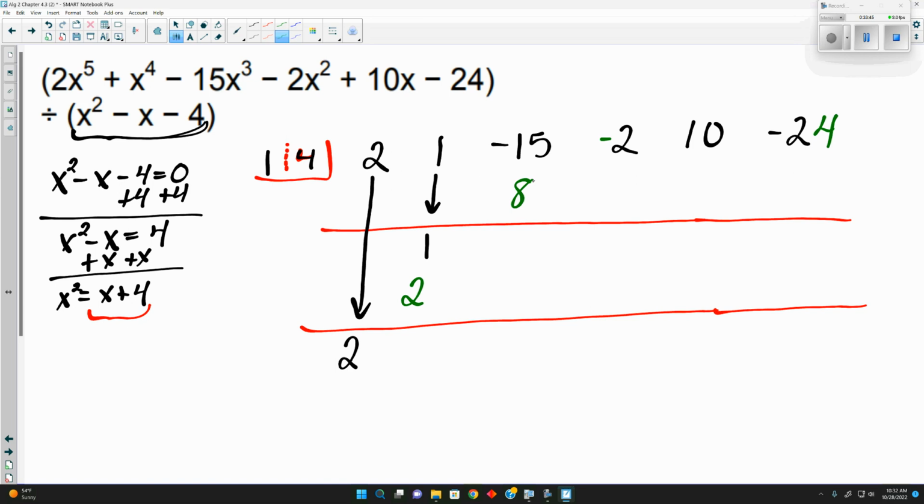Would you still add 1 and 2? We would add, so 1 plus 2 is 3.